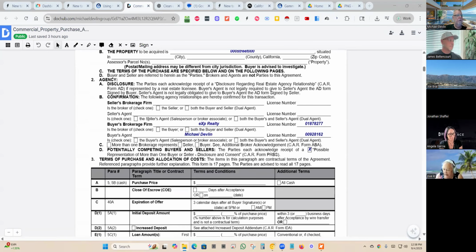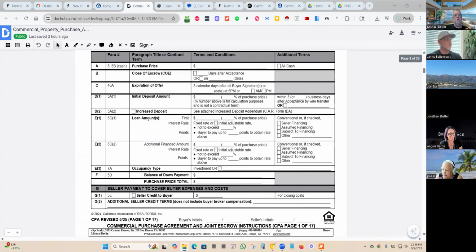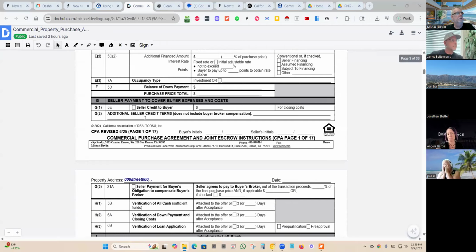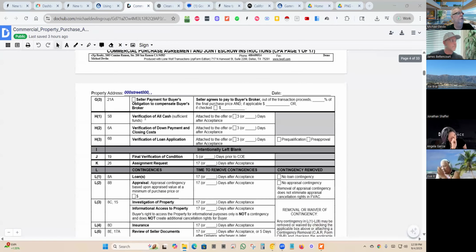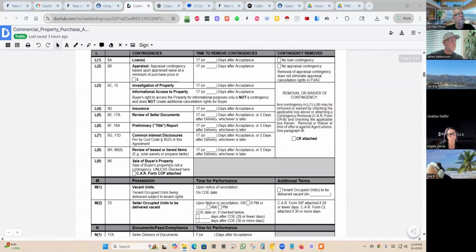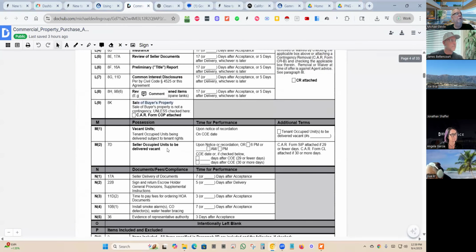Who's the agent? Agency disclosure is required. This part looks exactly like the residential. I'm going to spend more time talking about the parts that are different, assuming that you could watch my video on how to fill out the grid. All of this stuff so far is the same. Nothing to see here. It's got the same contingency choices, pretty much, including you could say, I have to sell another property. It talks about tenant occupied or vacant.